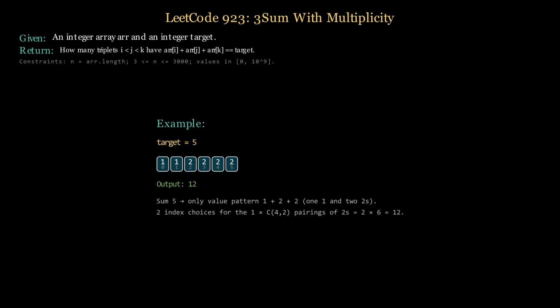Leetcode 923, 3-sum with multiplicity. Count ordered triplets of indices with sum exactly equal to the target, where repeated values are allowed. The same multiset can contribute many triplets. Return that count. In the example, target 5 forces 1 plus 2 plus 2, 2 positions for the 1, times 6 ways to pick 2 2s from 4, so 12 triplets.